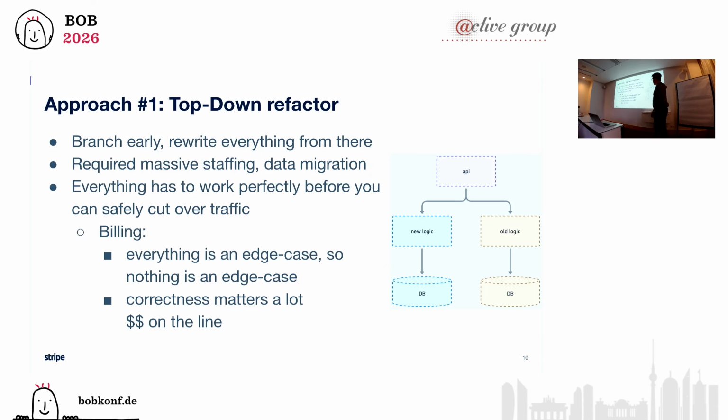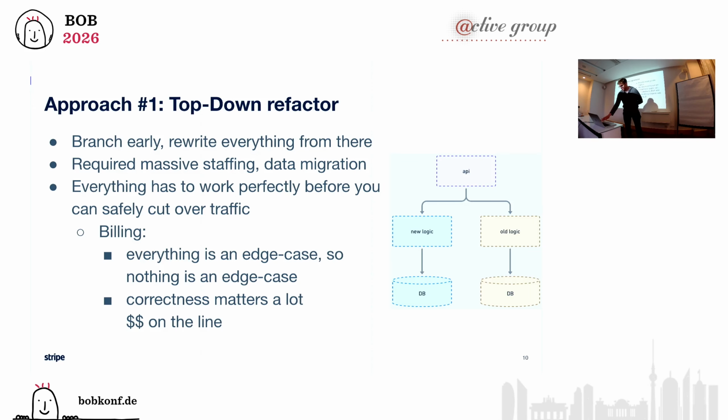But I think the other part that really made this super hard is that everything has to be perfect before you can cut over traffic. In billing, we always say everything is an edge case, so nothing is an edge case. A bug or a mistake on our end means that someone pays too much or too little, and that's pretty bad. So we ended up abandoning this approach because it didn't really pan out for us.